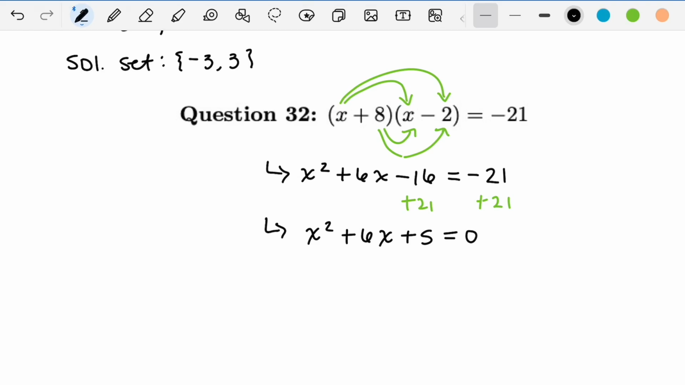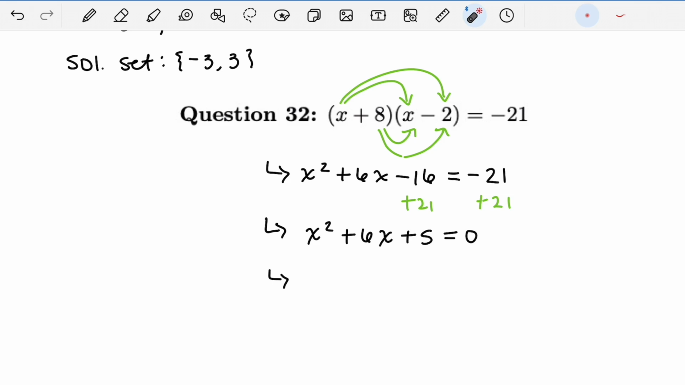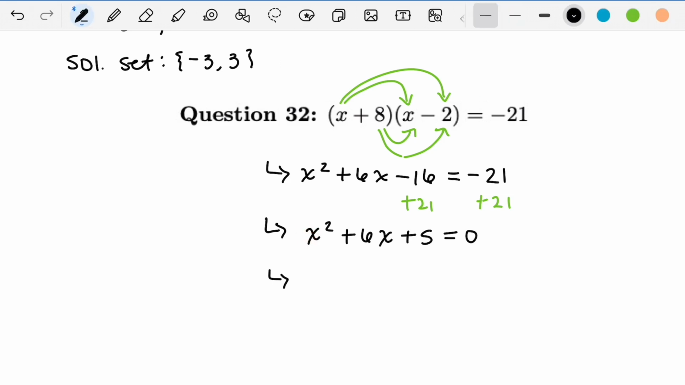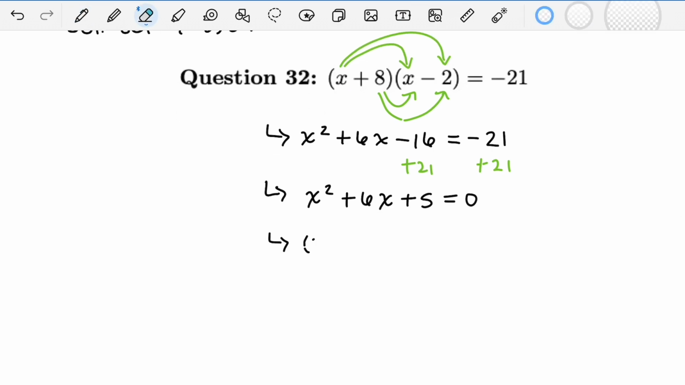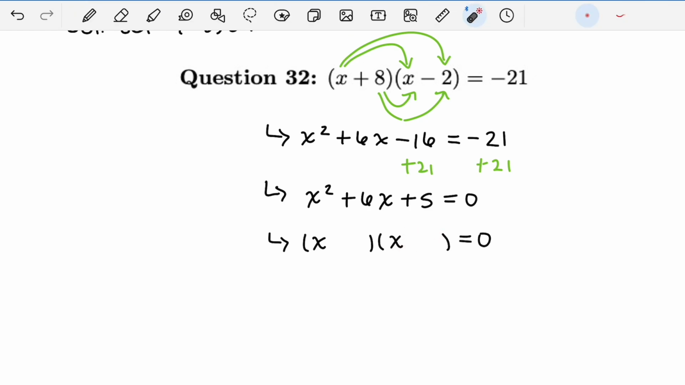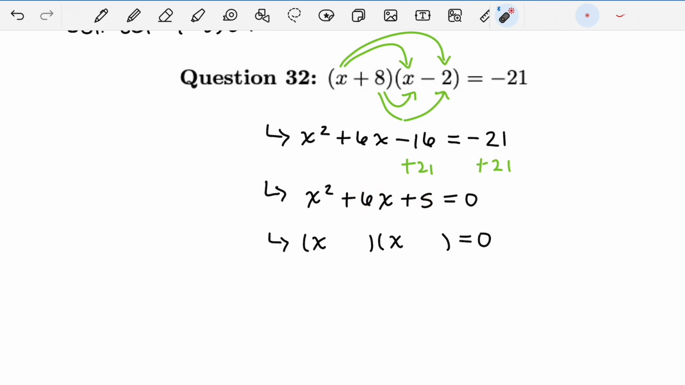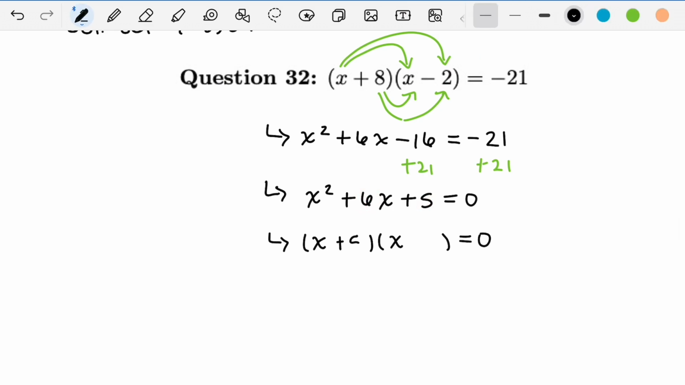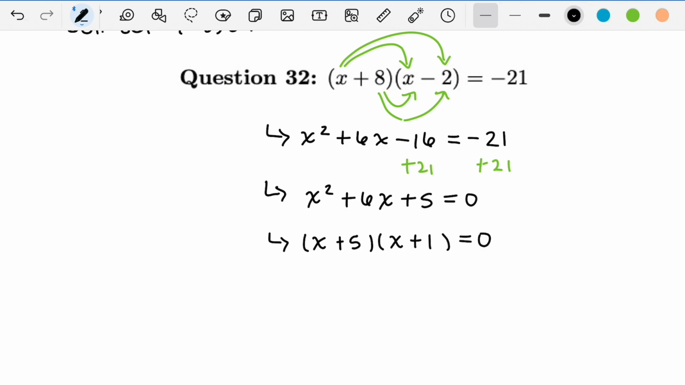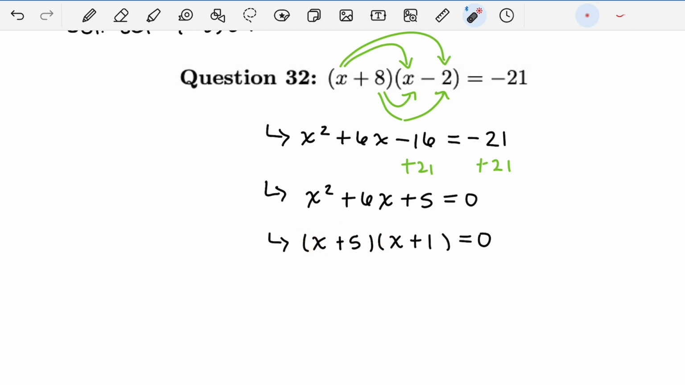Now, from here, what we can do is factor this polynomial so that we end up with the product of two binomials. Since the coefficient of our squared term is 1, we know that this is going to look like the product of two binomials whose first term is going to be x. Now, these numbers here need to multiply to give us 5 and add to give us 6. And so those numbers are going to be plus 5 and plus 1. From here, we can use our zero factor property now, because we have the product of these two binomials. So this will be our A and this will be our B.